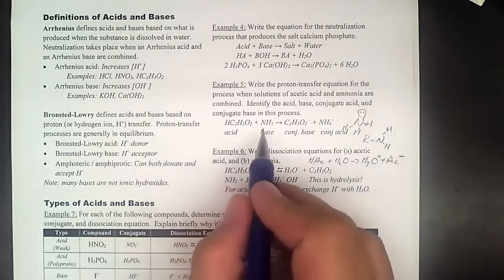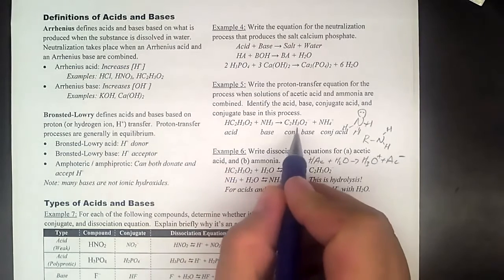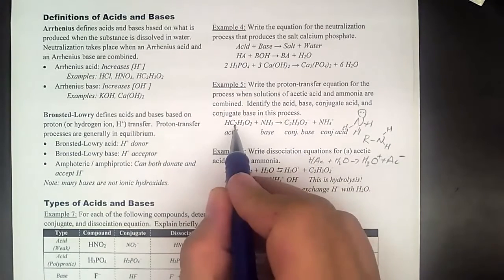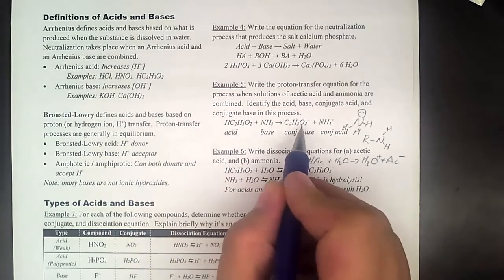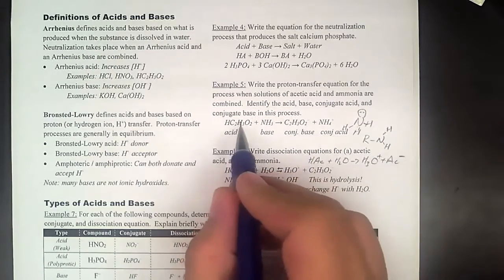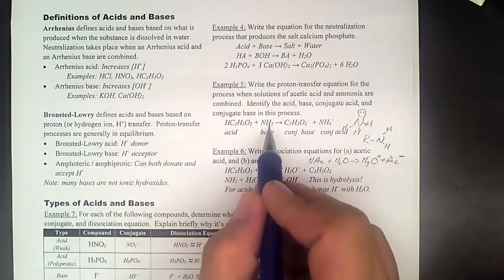If this is the acid and that's the base, then what we get here is the conjugate base. This is the base that if we gave it an H plus would turn back into the acid. So this is the conjugate base. This is the conjugate acid of the ammonia, the original base.